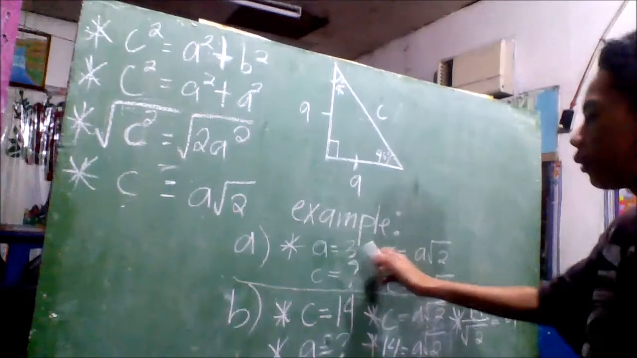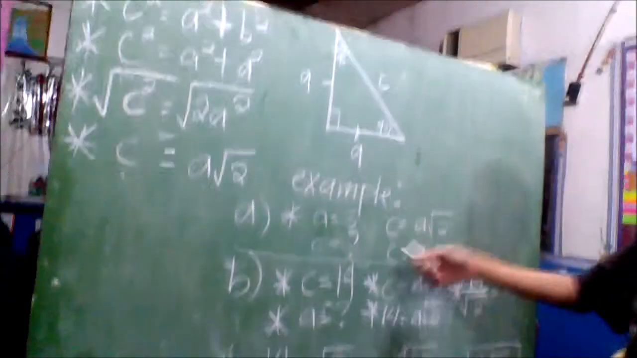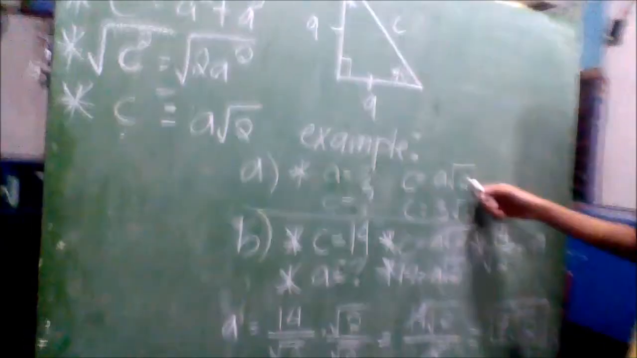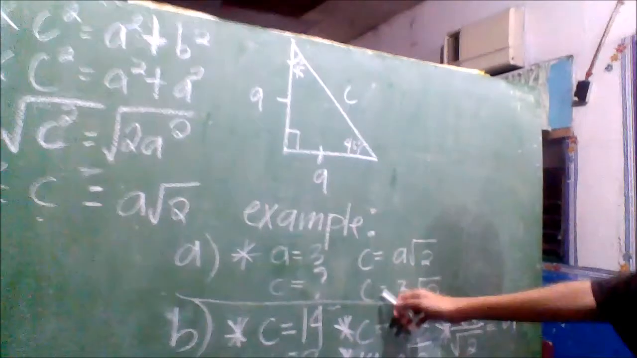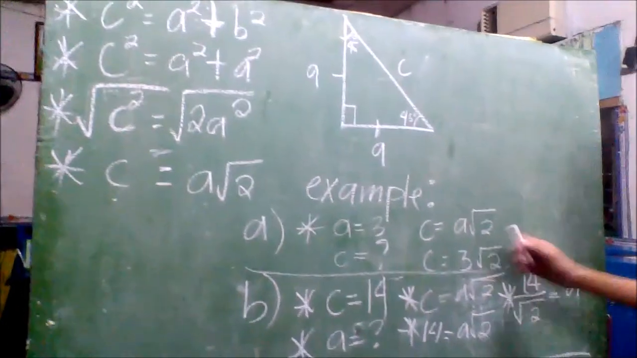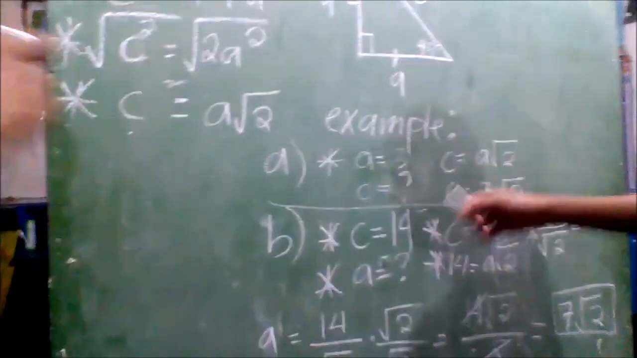If A is equal to 3, then C is the unknown. The formula is C is equal to A square root of 2. Substitute this. C is equal to 3 square root of 2. As easy as that. Then, let's revise.